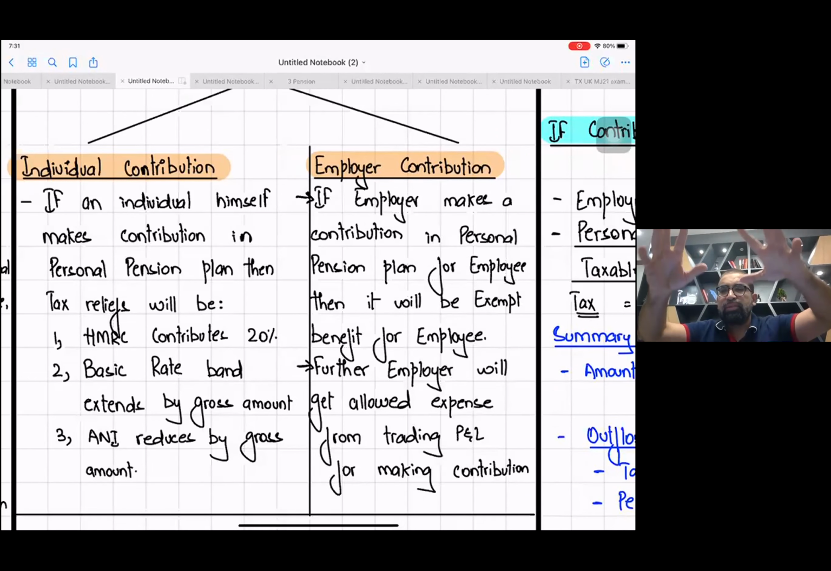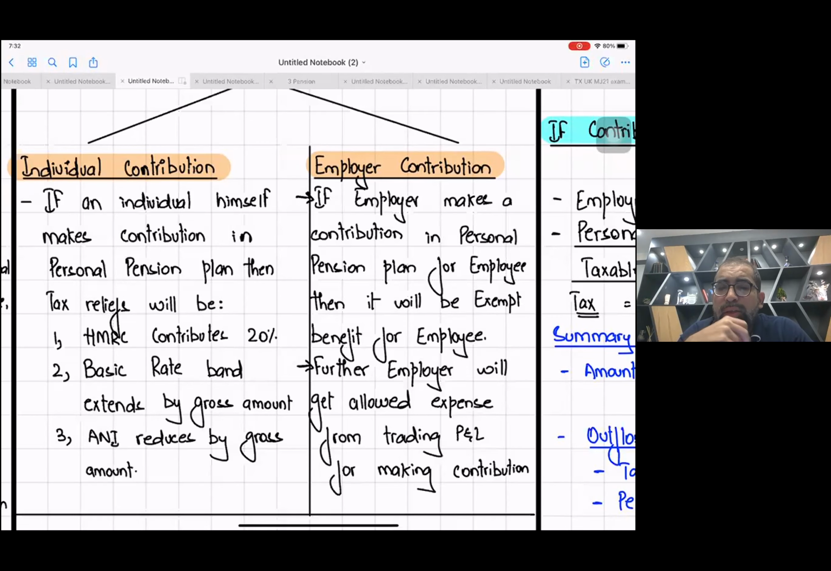I sometimes say it is a physical help, like there is one hand of yours and the other hand of the government in your pension account. The second thing, your bands will be stretched. Because of personal pension contribution, you all know your bands will be stretched. I even discussed this just now in income tax computation.